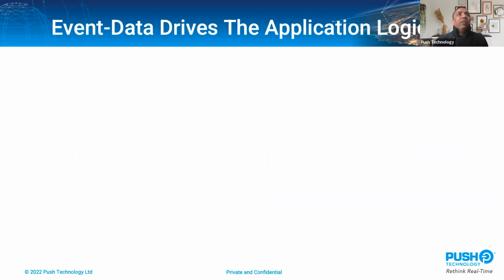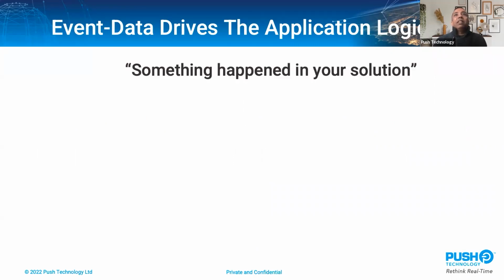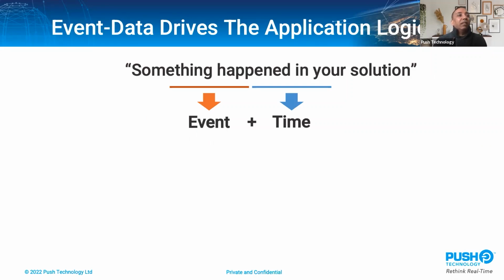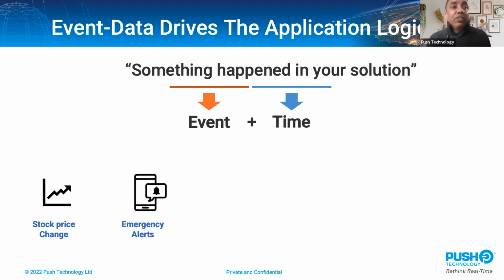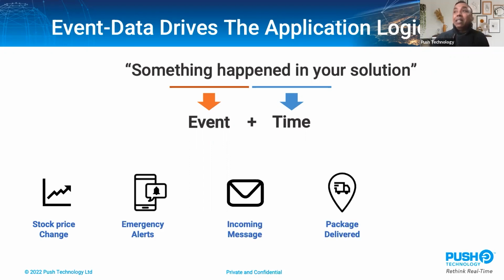So event data is the core that drives the application logic. There's something that happened in your solution. There's an event and there's a time associated with that. For example, there's a stock price change if you're in a stock market brokerage application, or it's an emergency alert that needs to be sent to your mobile application, or an incoming message in a chat, or a package delivered. You always see the moment a UPS package is delivered, within just 1 minute, you get a message that the package was delivered. Similarly, there is IoT device data.